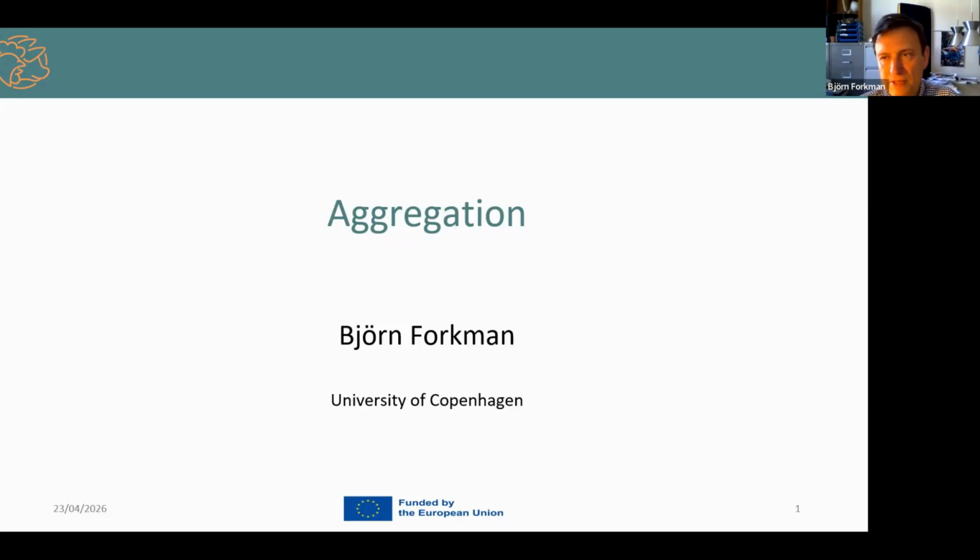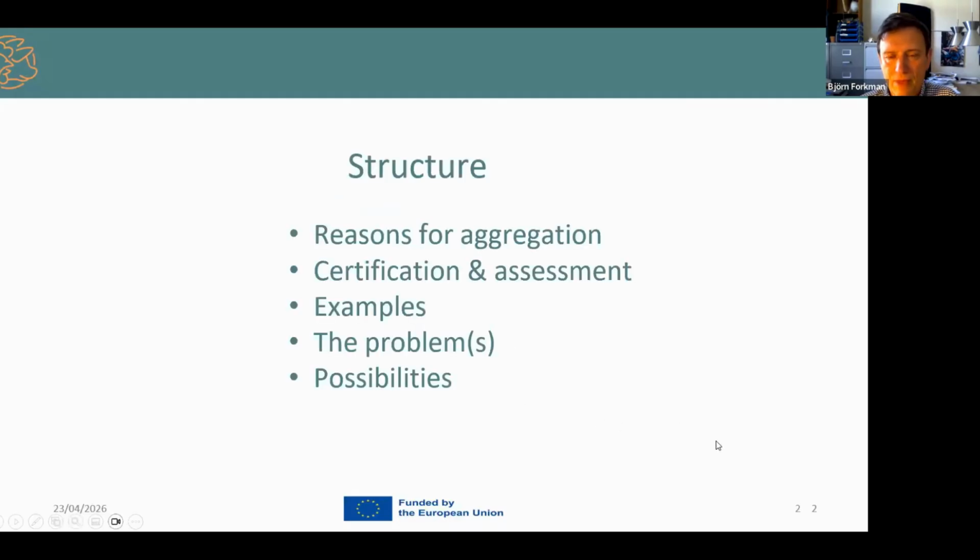So in a welfare assessment, you're collecting quite a lot of different measures or indicators. And when you do this, you often need to aggregate these measures into one common value. And that is what I'm going to talk about today. I'll also briefly mention something about certification assessment, give a couple of examples, and briefly touch on the problems and possibilities there are for aggregation systems.